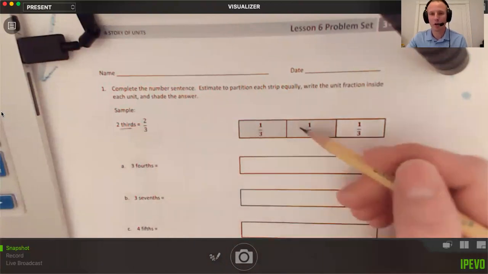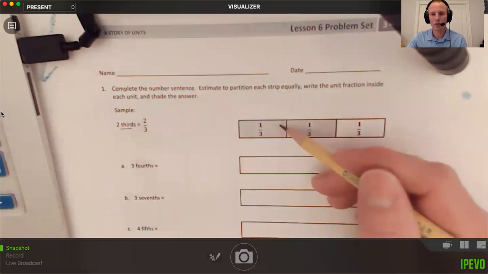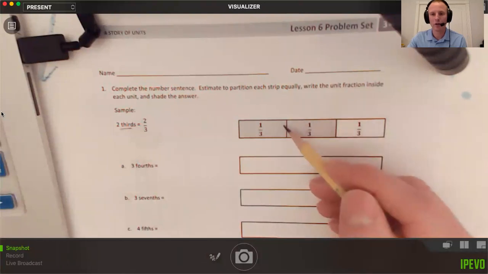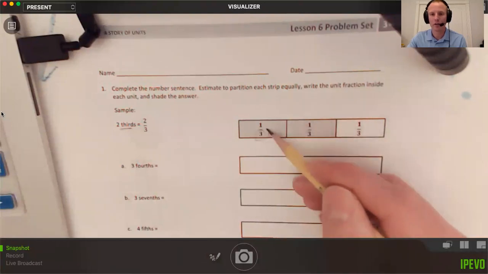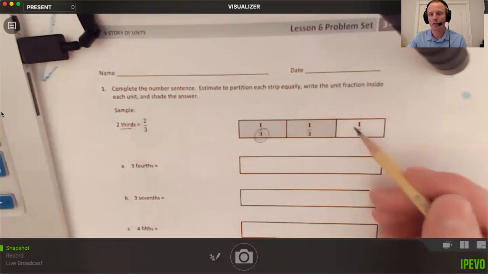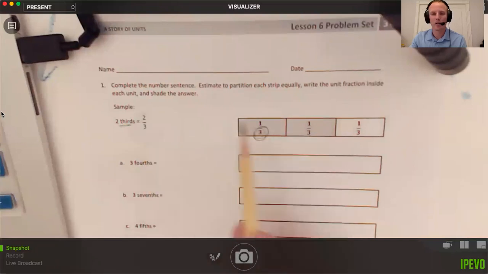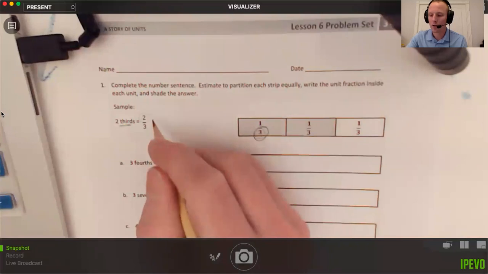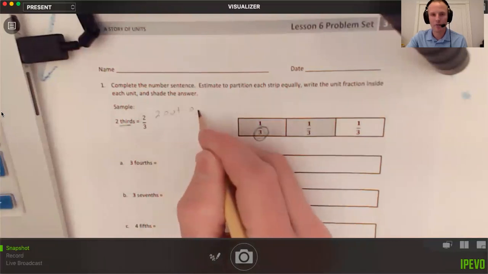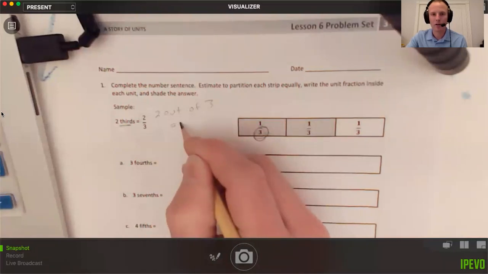Then you're going to estimate to partition the shape. So you can see that they took this whole shape and they split it into thirds because the denominator is thirds, and they split it into 3 parts. And then they shaded in whatever the numerator says, which in this case is 2. So 2 out of 3 are shaded.